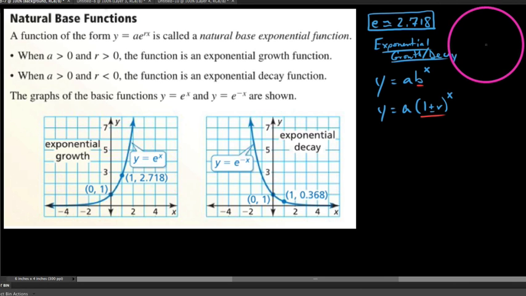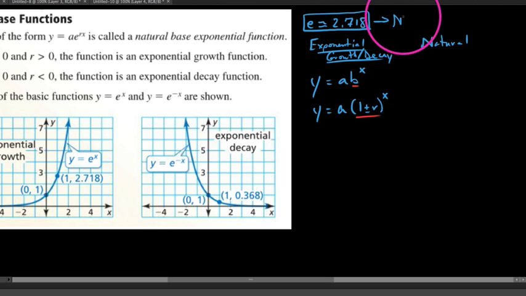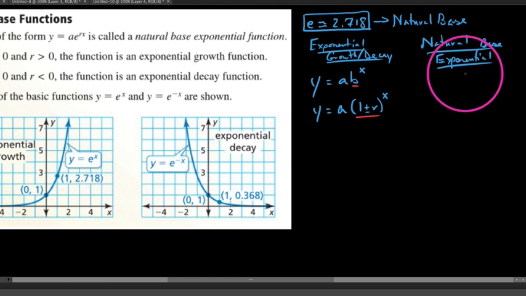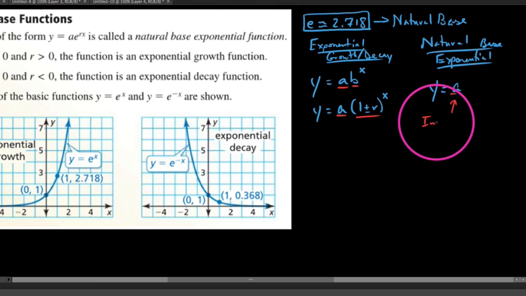And that is to say, the natural base is the name of e. So the natural base gets its name because when we talk about natural base exponential functions, then what we're really talking about is an exponential function that has some initial value, and that's what we always are identifying that this a value represents. And so let's write a note here.